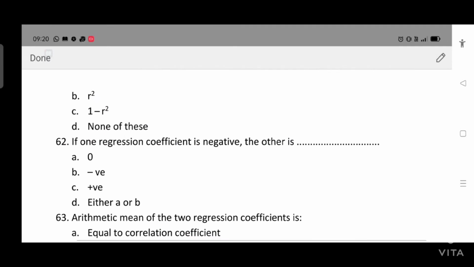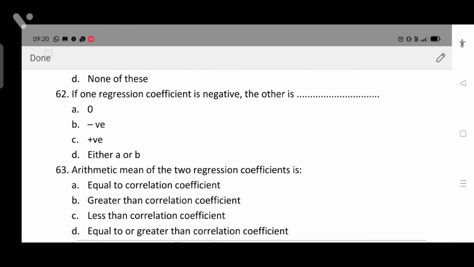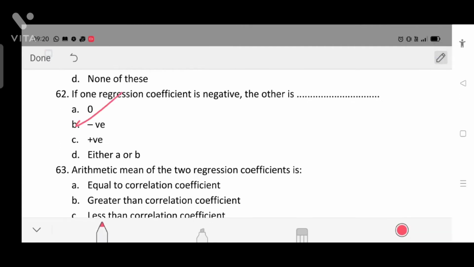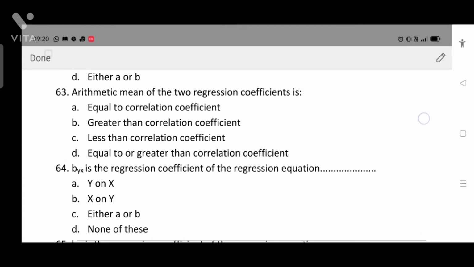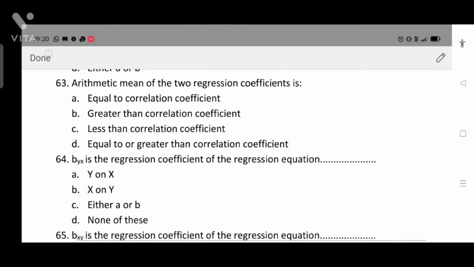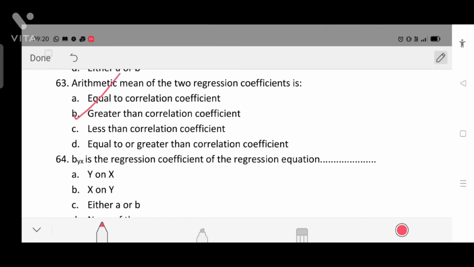If one regression coefficient is negative, then the other is A, B, C, D. Answer B, negative. The arithmetic mean of two regression coefficients is A, B, C, D, greater than the correlation coefficient.